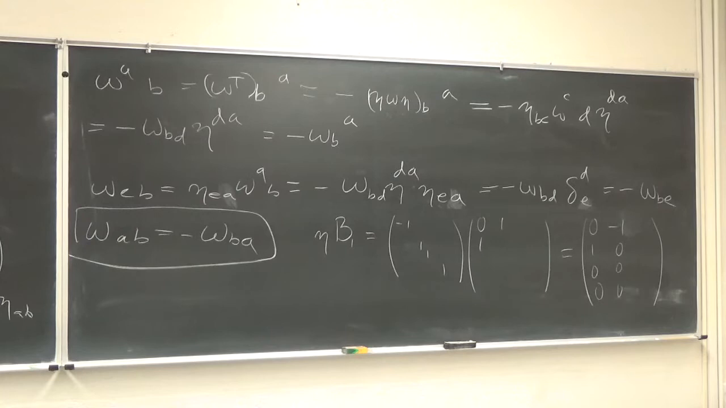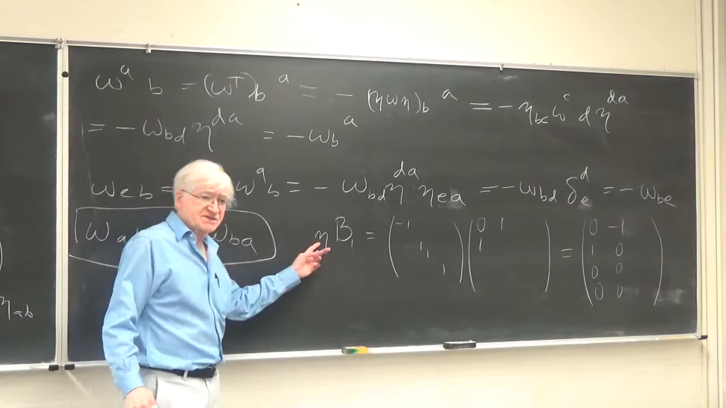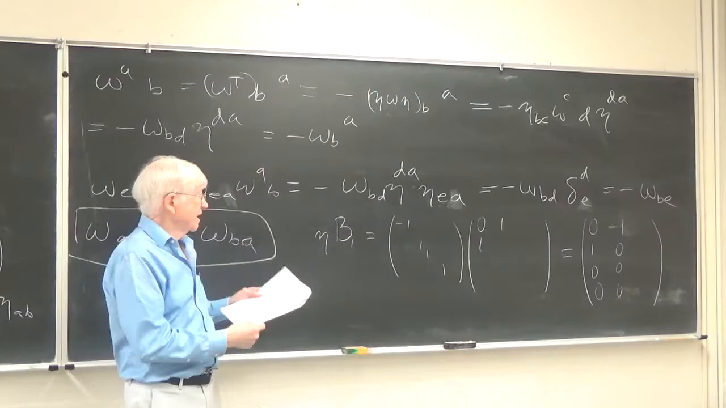And for that matter, the rotation matrices, to follow Austin's point, only have entries, although they're 4x4, all their entries are spatial. And so if you raise or lower indices with eta, it has no effect. And they are anti-symmetric in this form as well as in that form.